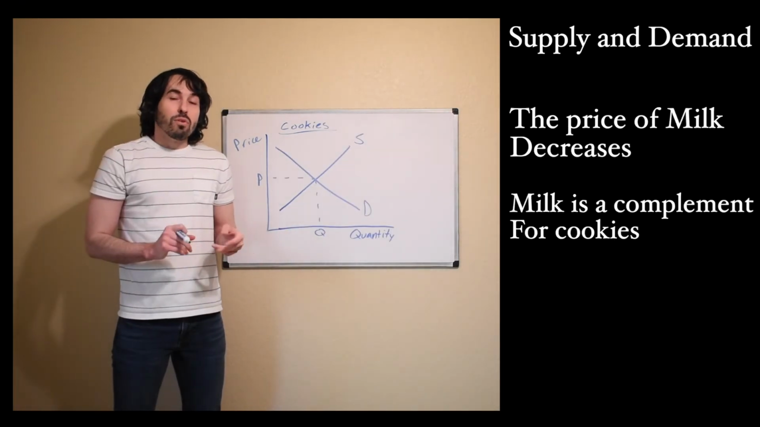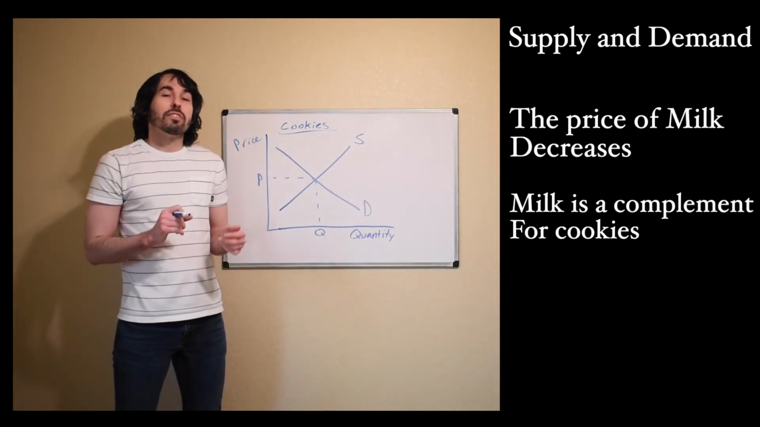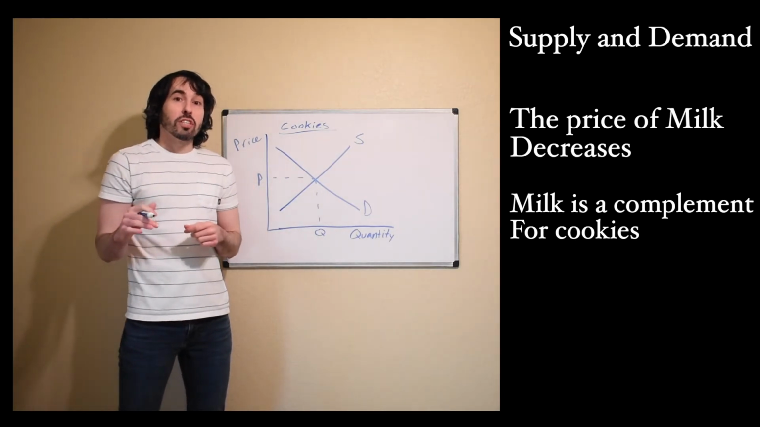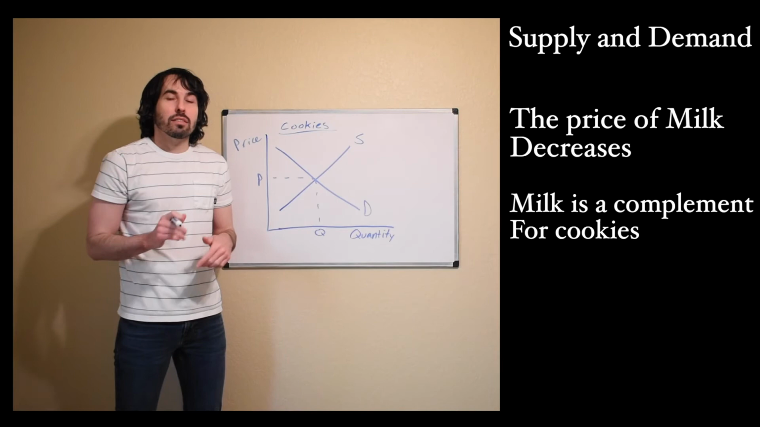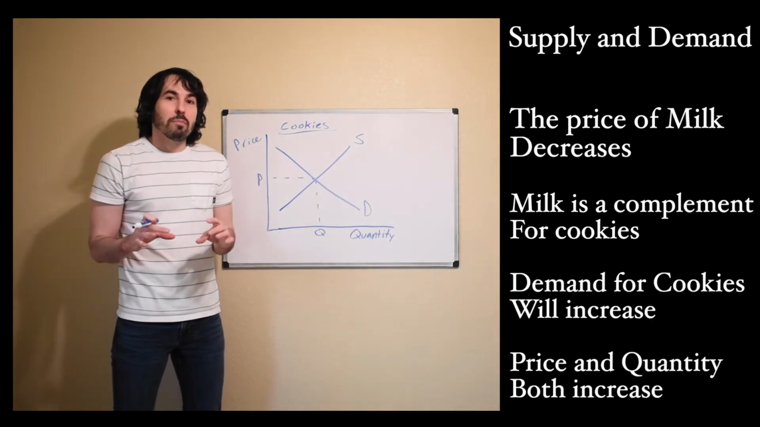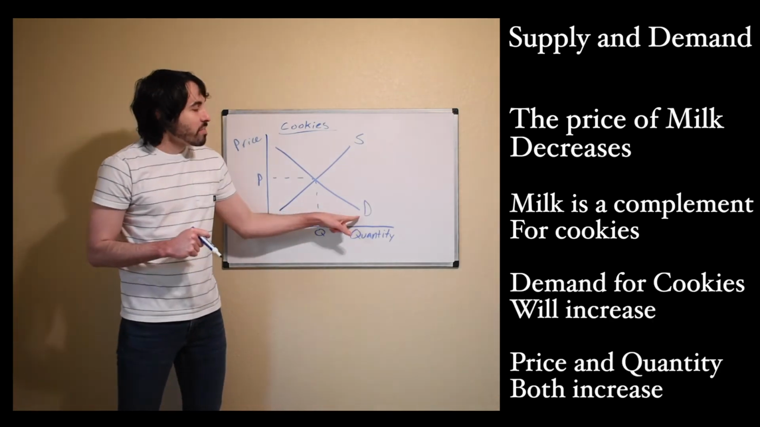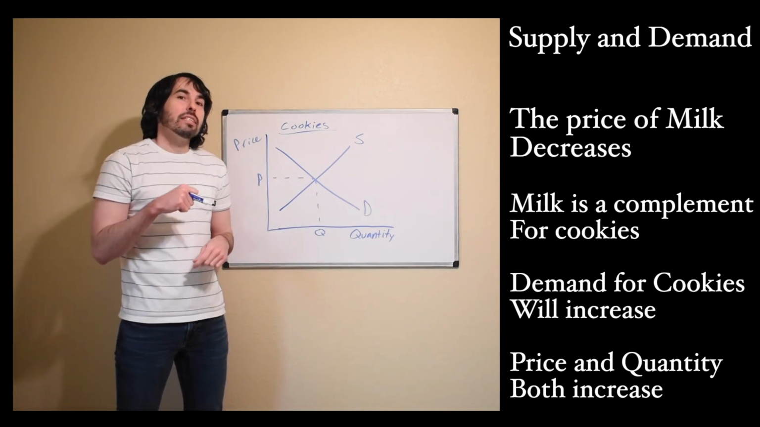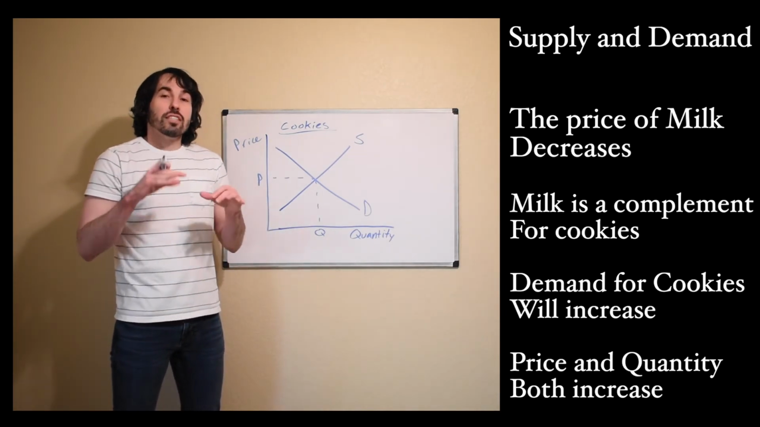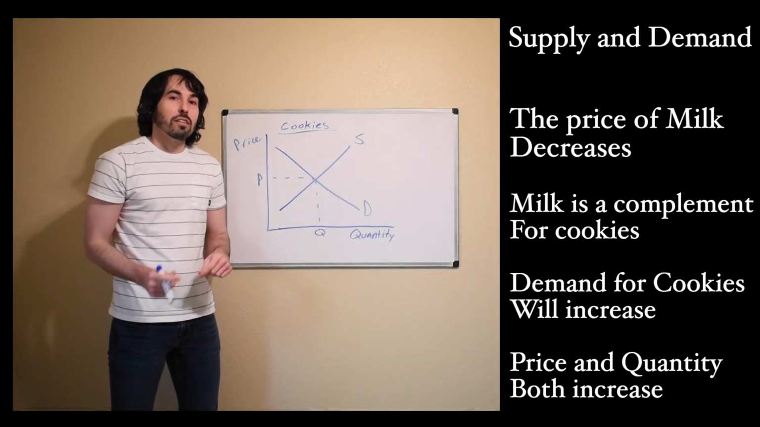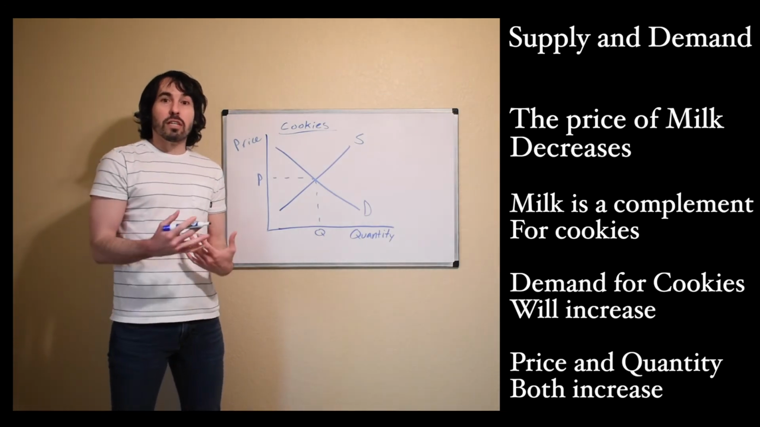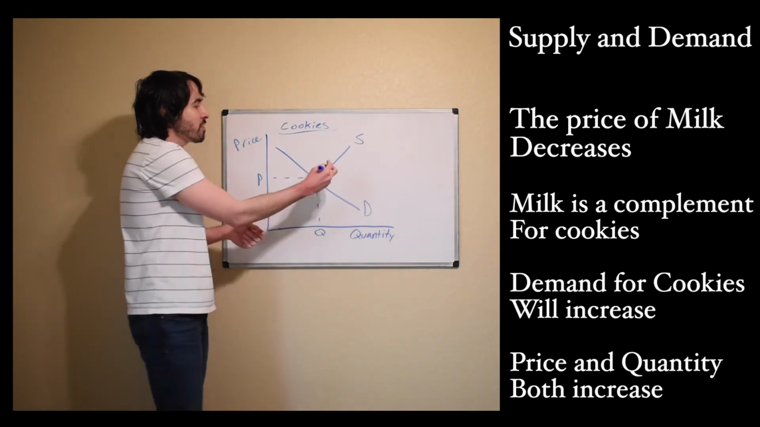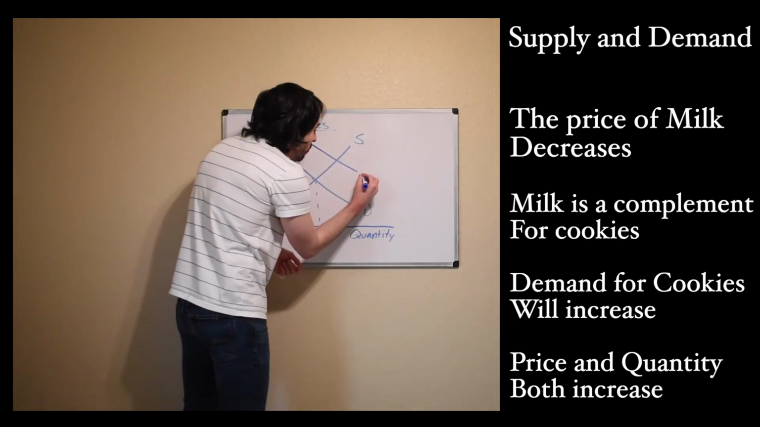For our last example, I want to know what would happen to the price of cookies if milk, which is a complement for cookies, were to decrease in price. Since milk is a complement for cookies, we know that this is going to affect demand. If milk gets cheaper and people tend to eat cookies with milk, then cheaper milk would lead to an increase in the demand for cookies. Because I'm buying more milk for a cheaper price, I'm going to get more cookies to go with it. So the demand for cookies would increase and shift to the right.